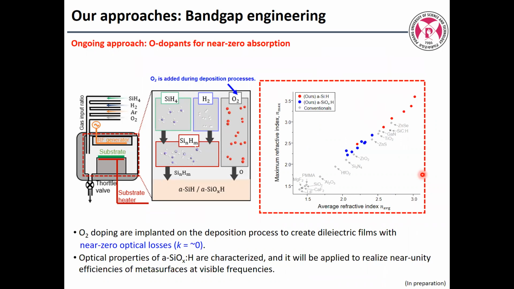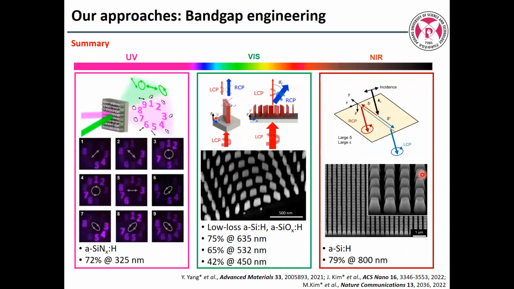So some combination of this nitrogen, oxygen, hydrogen does something, and we try to understand what's going on in the real atomic structure by TEM and DFT calculation. So it's coming, work is ongoing.